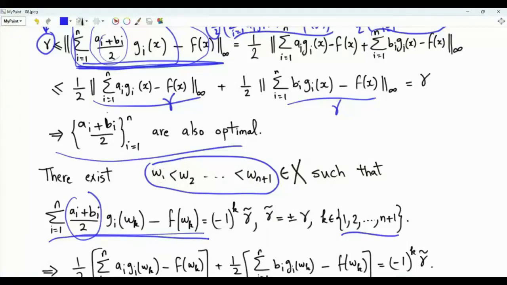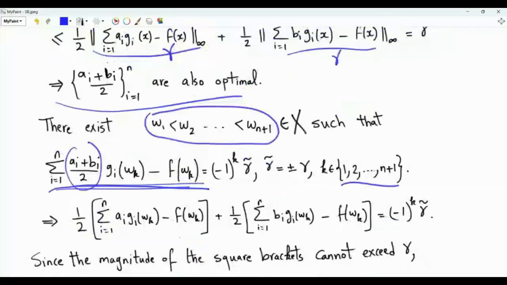So the residual evaluated at omega 1 is minus 1 to the k, that's minus gamma tilde. This can be either gamma or minus gamma. But then if you use omega 2, then you get the residual evaluated at omega 1 times minus 1, and so on. Like what we did here, let's take this and write it as these two terms. Here we are using the A coefficients, there we are using the B coefficients, and this summation is minus 1 to the k gamma tilde.